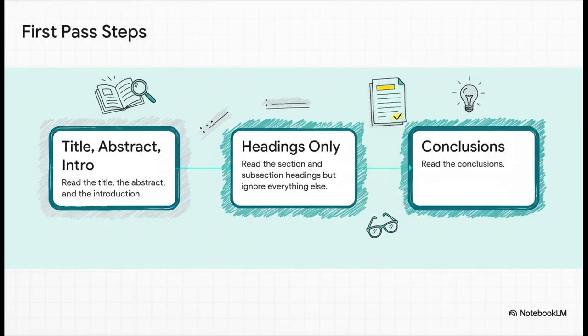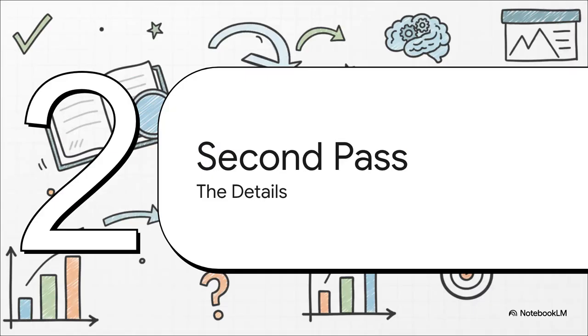And it's super simple. You read the title, abstract, and introduction. That gives you the quick and dirty summary. Then you just scan the section and subsection headings. That's your roadmap. And finally, you jump right to the conclusions to see where it all ends up. After just this one quick pass, you should already know the general topic and what the main findings are. Easy.